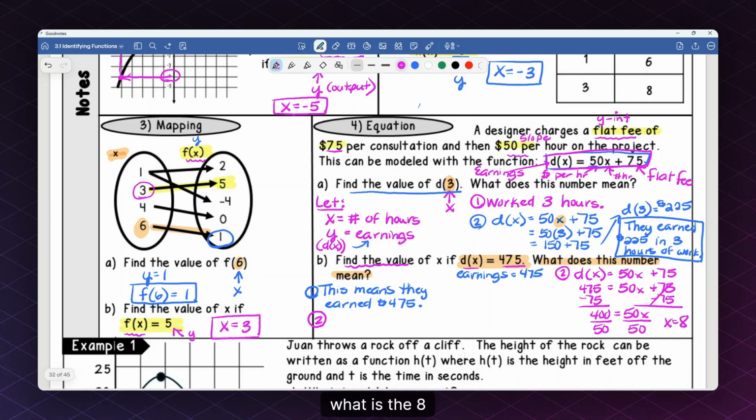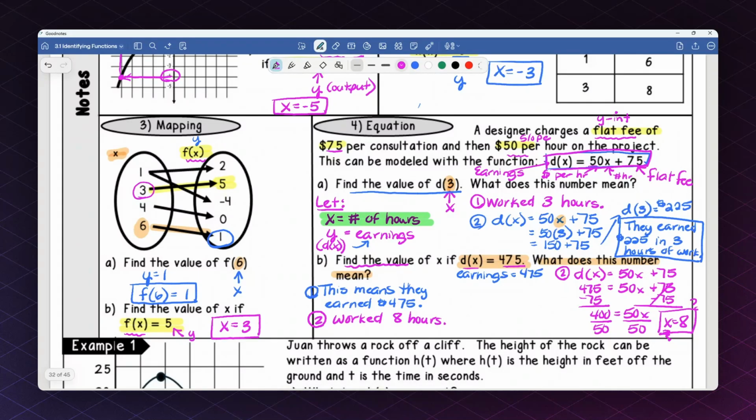Well, what is the 8? This is not just a random number. This is a number that means something. Remember, we defined what x was. We defined our x up here as number of hours. So that means that they earned 475 and they worked 8 hours. Because they worked 8 hours, they earned $475.